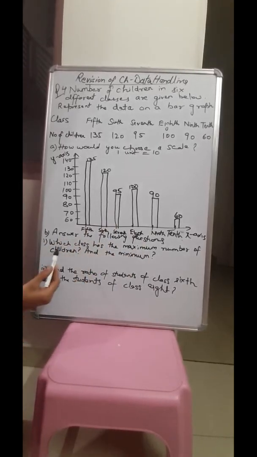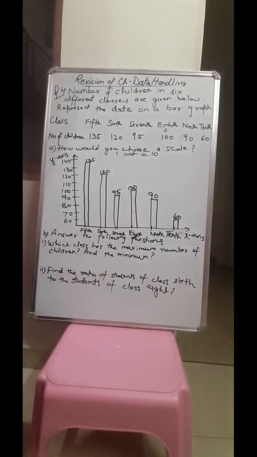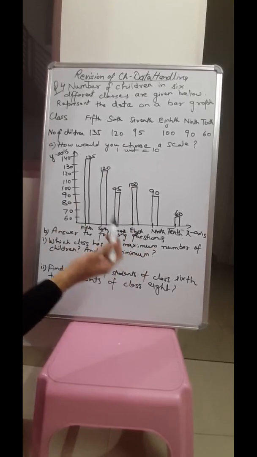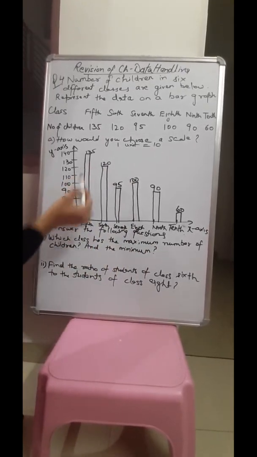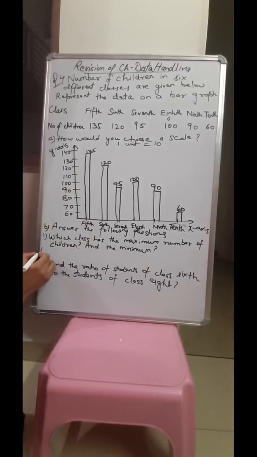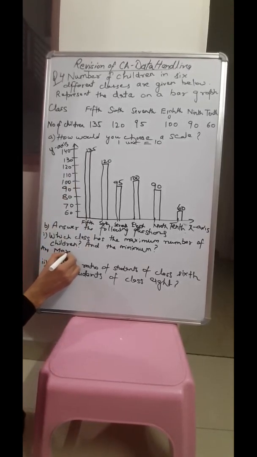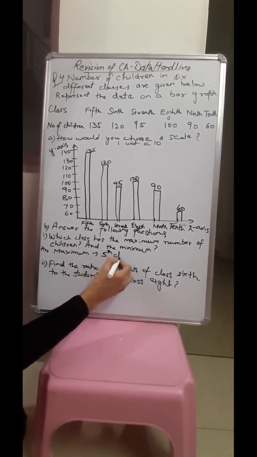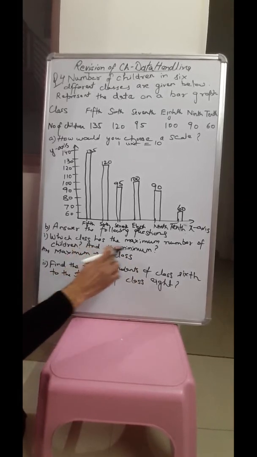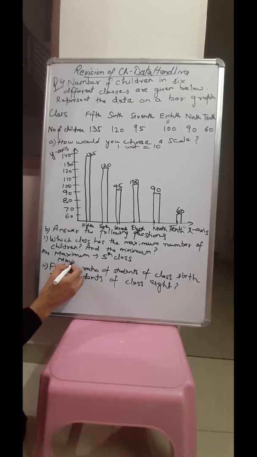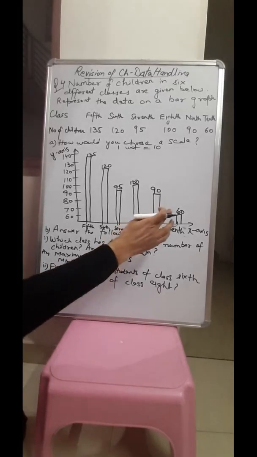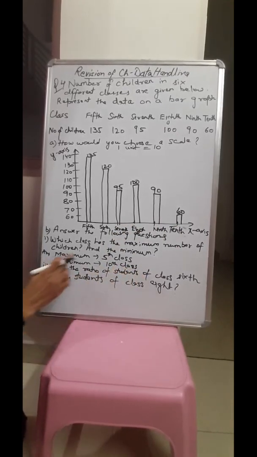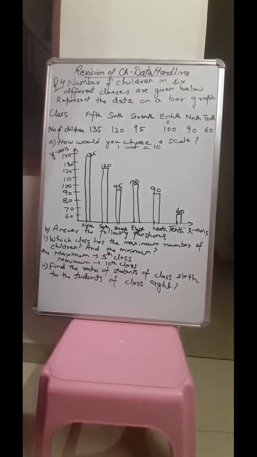First, which class has the maximum number of children? With the help of the bar graph only, we can tell which class has the maximum number of children. The highest bar is of the 5th class. So the answer is that the maximum is of the 5th class. And they are asking the minimum also, and the minimum number of students is in the 10th class. So the maximum is of the 5th class and the minimum number of children is in the 10th class.